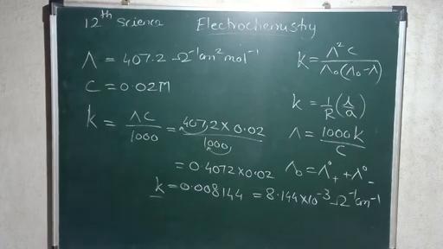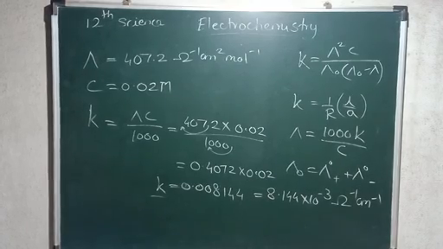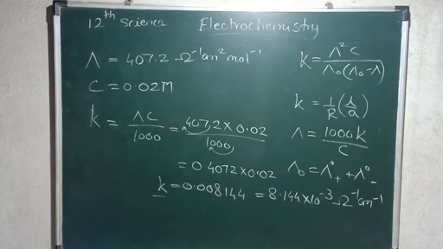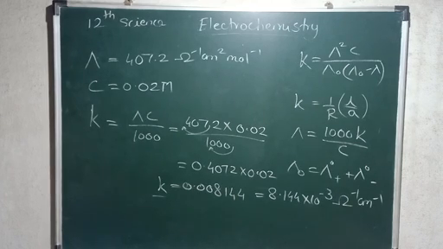So now let's take one more example. A conductivity cell dipped in 0.0005 molar NaCl gives at 25 degrees Celsius a resistance of 13710 ohms.